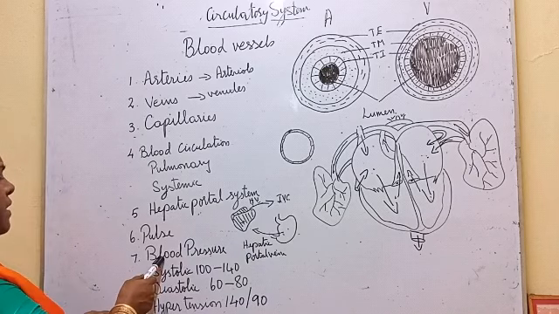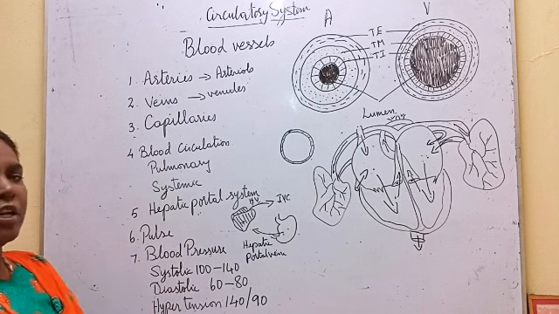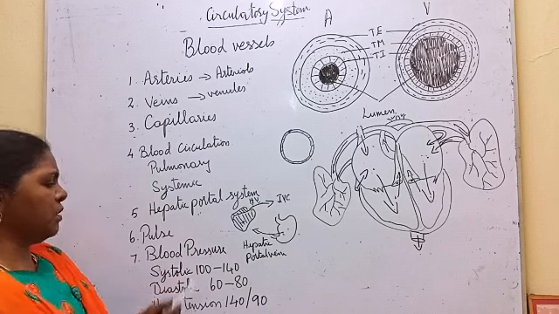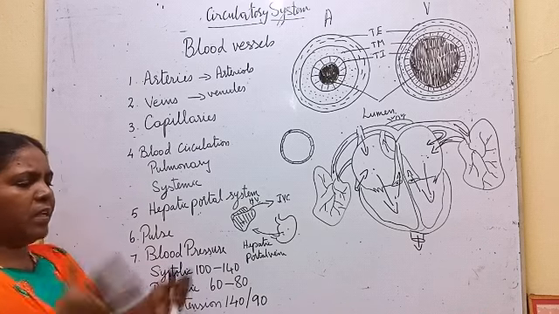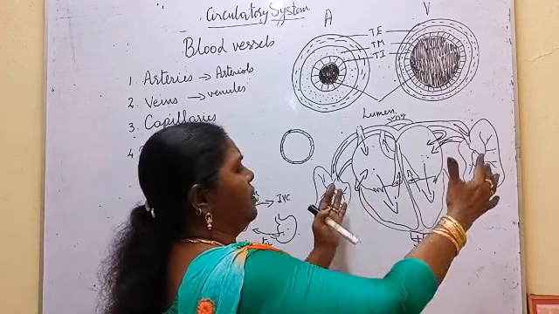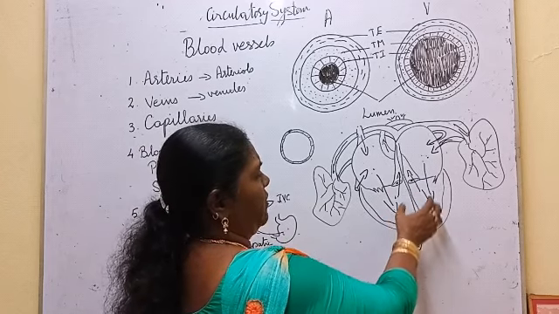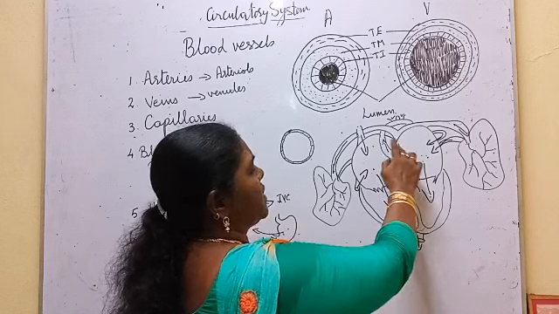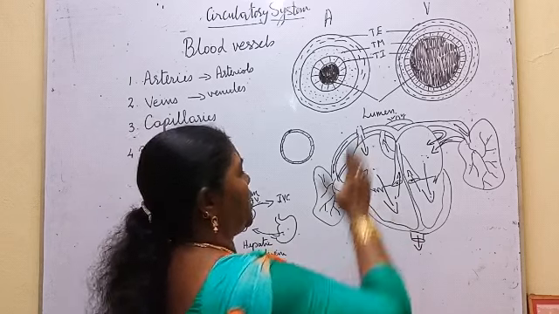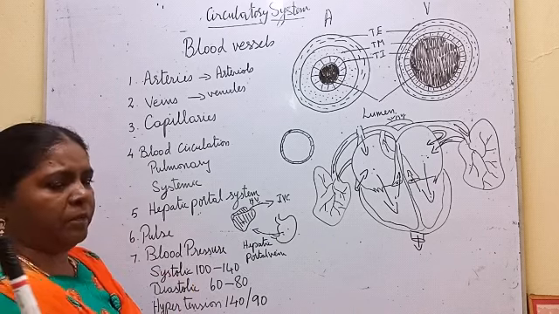The next, one more important thing we have to see here is blood pressure. The pressure exerted by the blood on the wall of the blood vessel is called blood pressure. During systole, the blood pressure increases because the ventricle contracts and the blood is pushed. This much space is occupied by the blood. That blood is pushed to the blood vessels. So the blood vessels are narrow, so it is pushed with a great pressure. So systolic pressure is 100 to 140 normally.